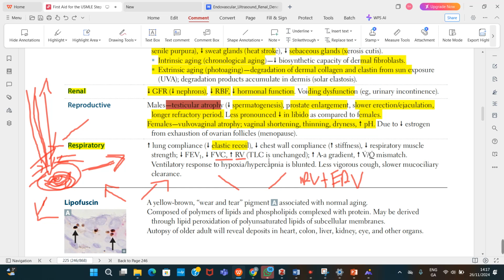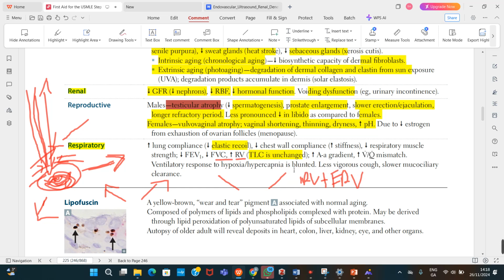The total that your lung can take in, your total lung capacity, is 6 liters. Now, they are telling us that forced vital capacity is dropping and residual volume is increasing. Will our total lung capacity change? No, there will not, because the change is by the same amount. Your vital capacity drops by the same amount as your residual volume increases, so your total lung capacity is unchanged.